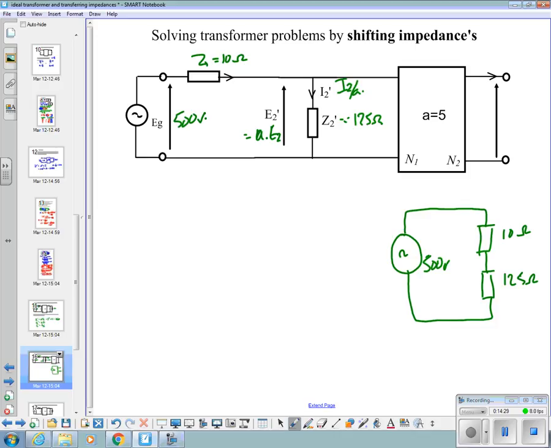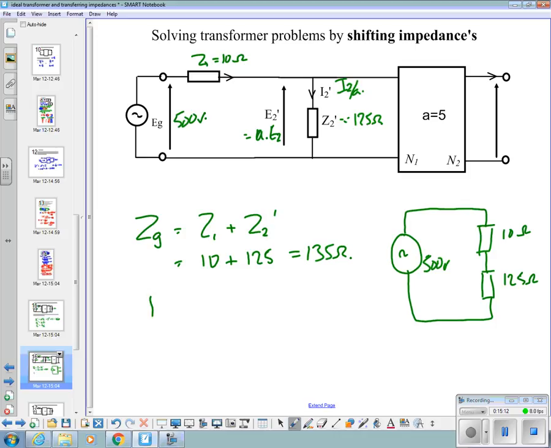So what can I now calculate? Yep. If you want, just do a total impedance. That might be a way to go if that's a little bit more complicated circuit than this. So we could say that Z seen by the generator is equal to Z1 plus Z2 dash, 10 plus 125 is 135 ohms. Yep.